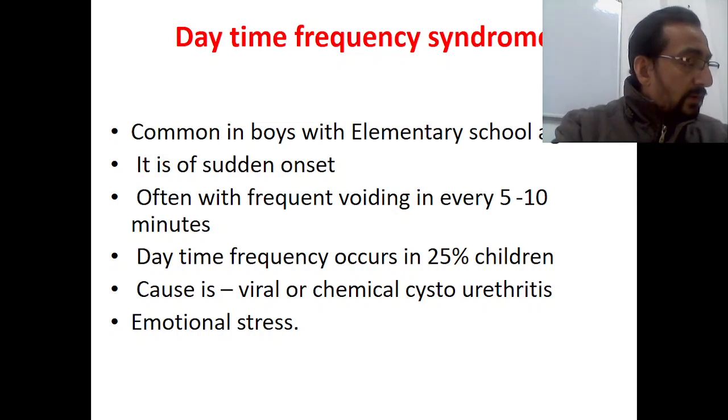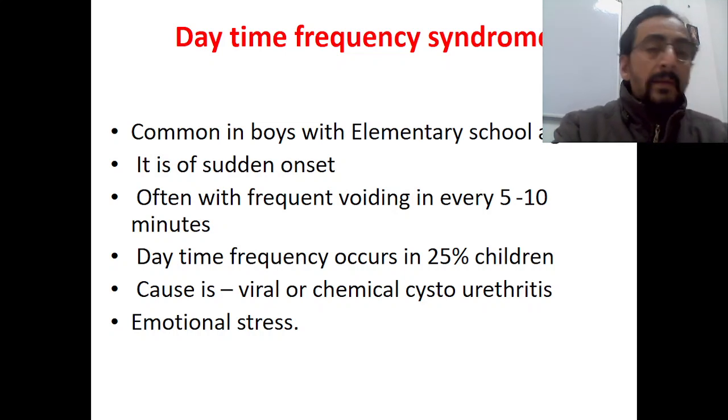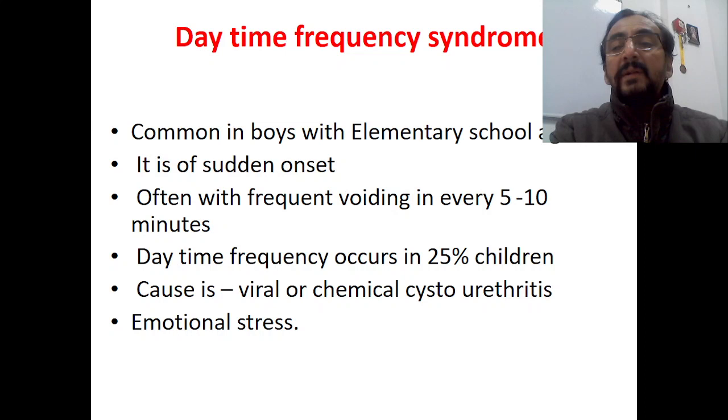Daytime frequency syndrome. This is common in boys of elementary school age, and often it is of sudden onset. It is often with frequent voiding every 5 to 10 minutes. Daytime frequency occurs in 25% of children and is caused by viral or chemical cystourethritis. Sometimes even emotional stress may also be a cause of daytime frequency syndrome.